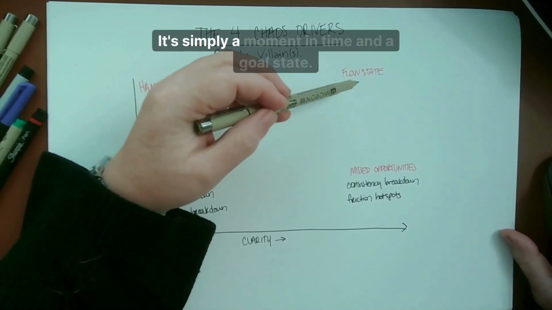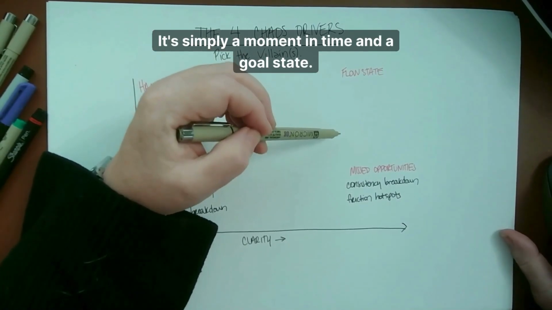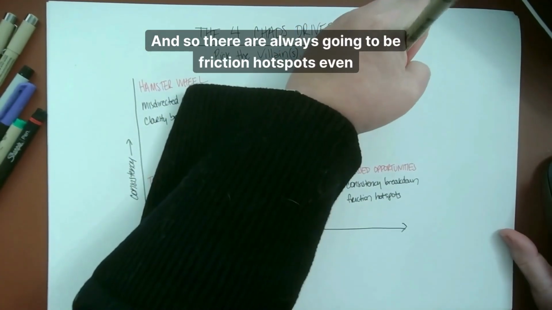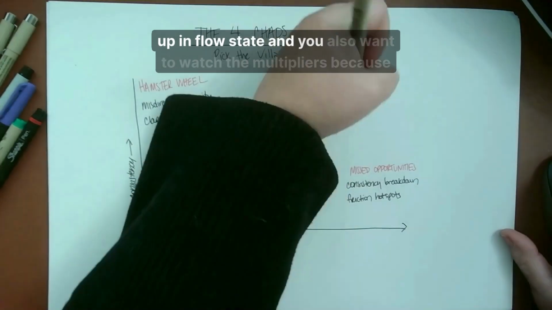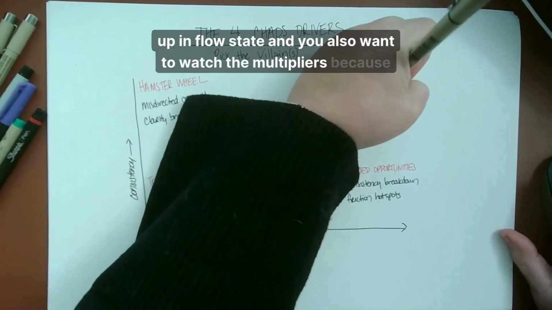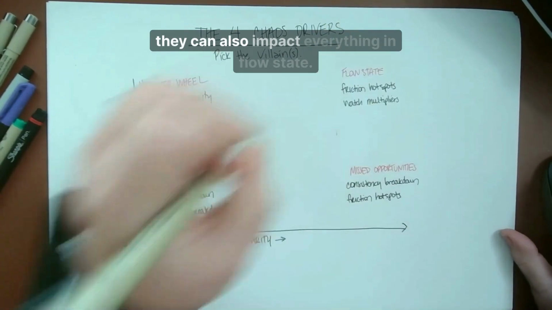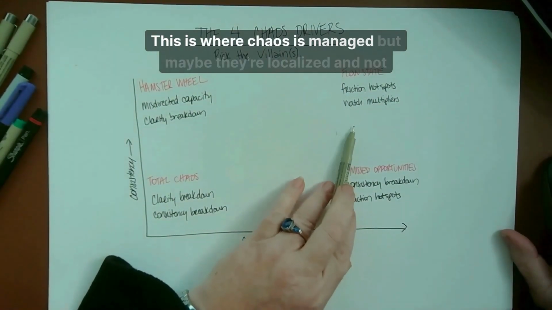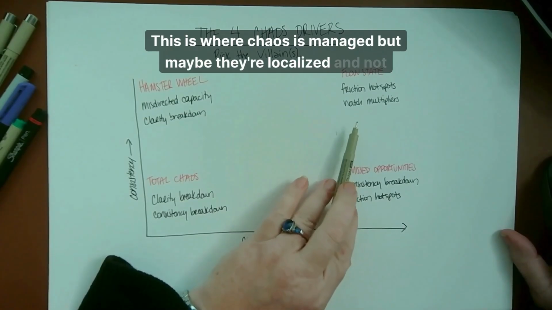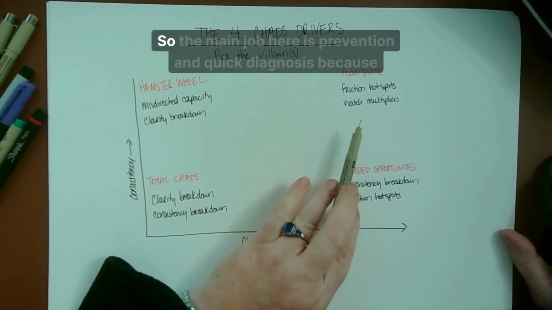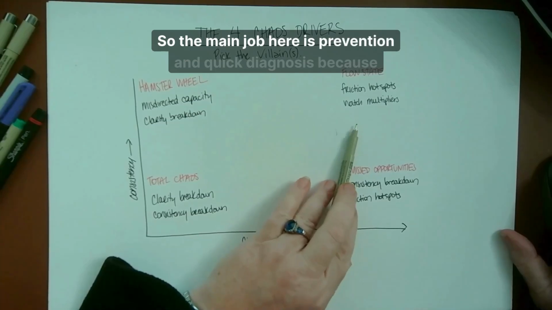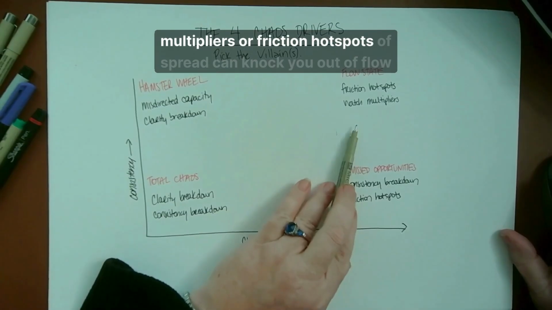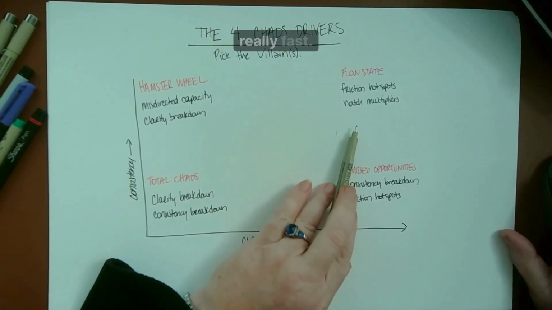It's simply a moment in time and a goal state. And so there are always going to be friction hotspots, even up in flow state. And you also want to watch the multipliers because they can also impact everything in flow state. This is where chaos is managed, but maybe they're localized and not organization-wide. So the main job here is prevention and quick diagnosis, because multipliers or friction hotspots that spread can knock you out of flow really fast.